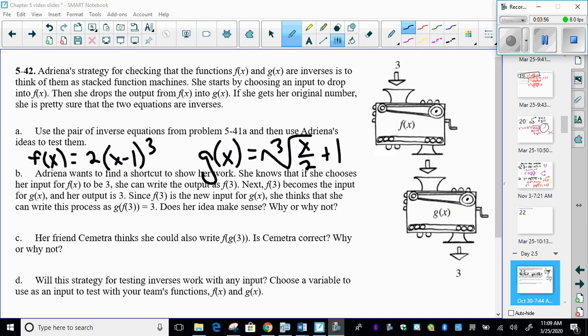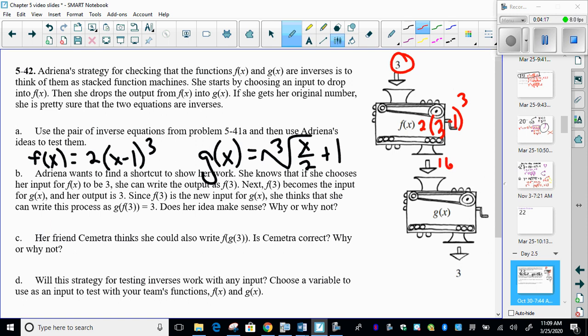Okay, so we're going to put 3 into my f of x equation. So therefore, this ends up being, it's not going to be the cleanest, but here, let's see, 2 times 3 minus 1, that's a 3 minus 1, and then that's the third part, because our input was 3. So when I put that all in, 3 minus 1 is 2, 2 cubed is 8, times 2 is 16. So 16 is my output.